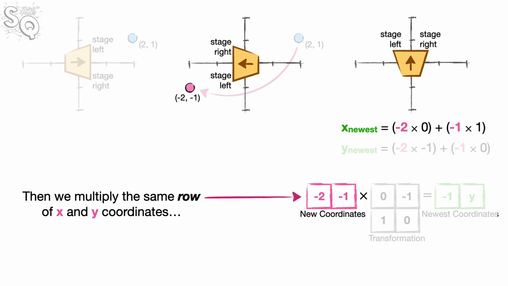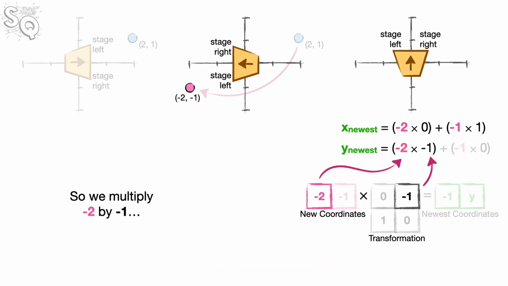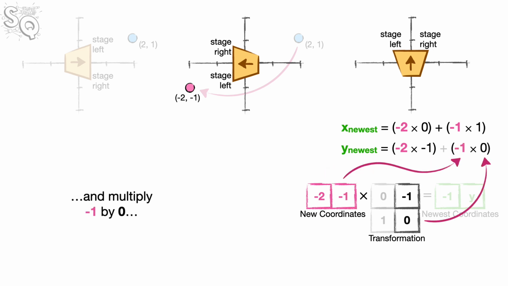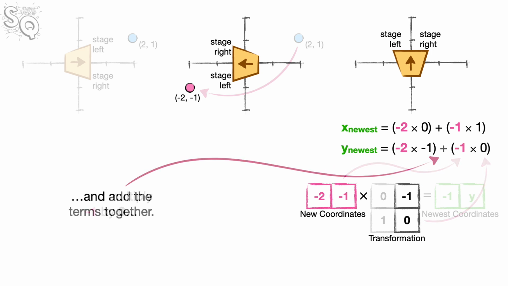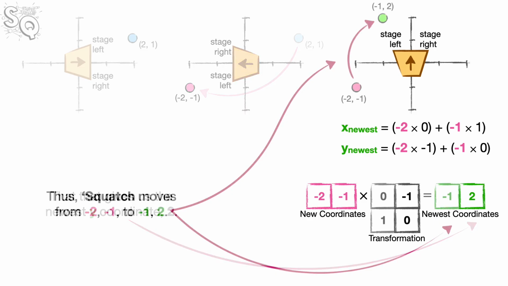Then we multiply the same row of x and y coordinates by the numbers in the second column in the transformation matrix. So we multiply -2 by -1, and multiply -1 by 0, and then add the terms together. That gives us the newest y coordinate, 2. Thus, Squatch moves from -2, -1 to -1, 2.